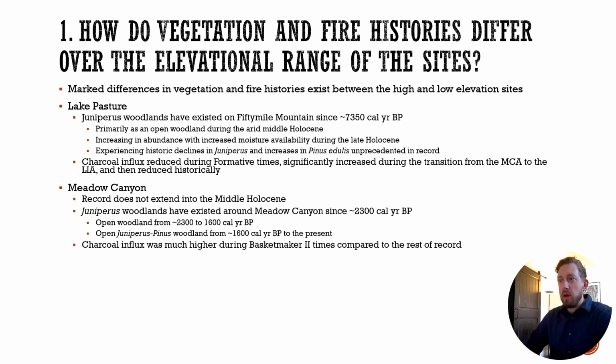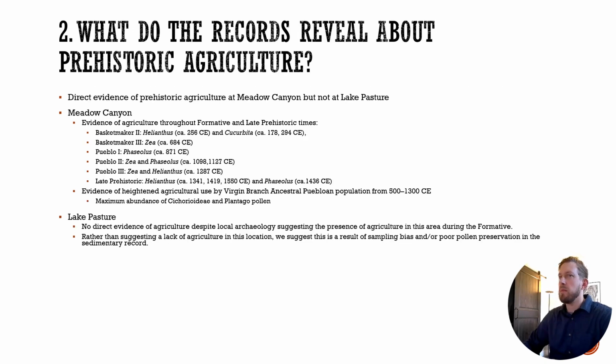At Meadow Canyon, the record does not extend into the Middle Holocene. However, juniper woodlands have existed around Meadow Canyon since approximately 2300 cal-year BP. First in the form of an open juniper woodland from 2300 to 1600 cal-year BP, and then an open juniper-pinyon woodland from 1600 cal-year BP to the present. Charcoal influx at this location was much higher during Basket Maker 2 times compared to the rest of the record.